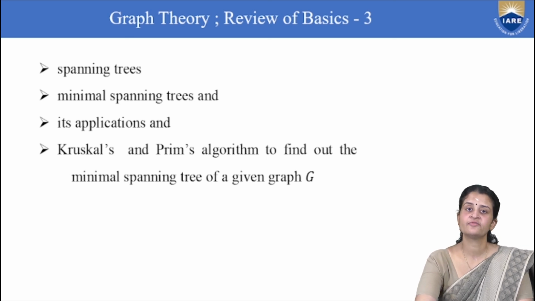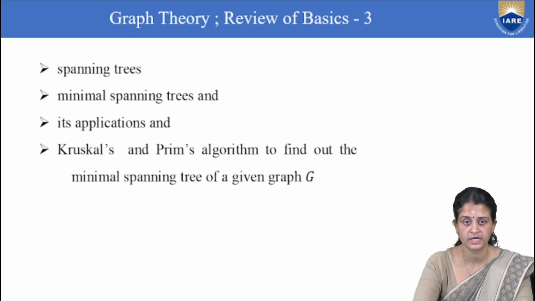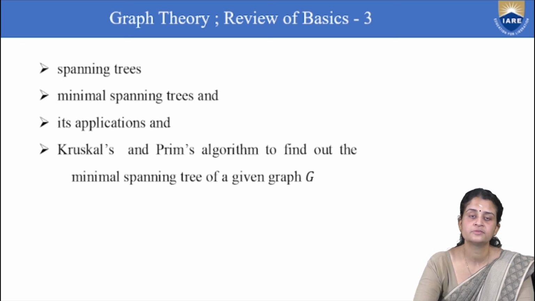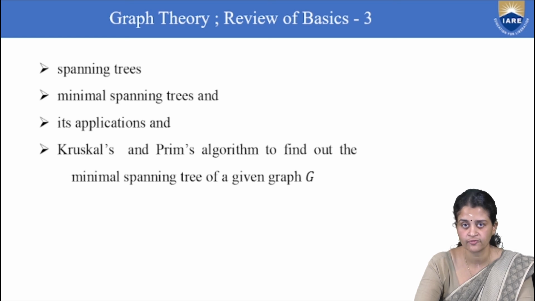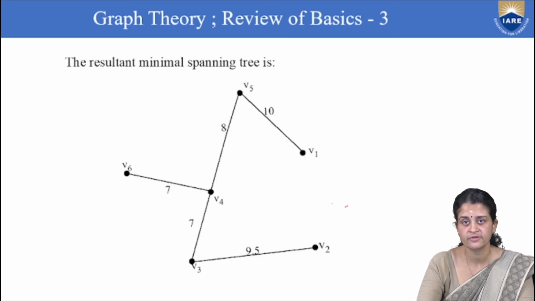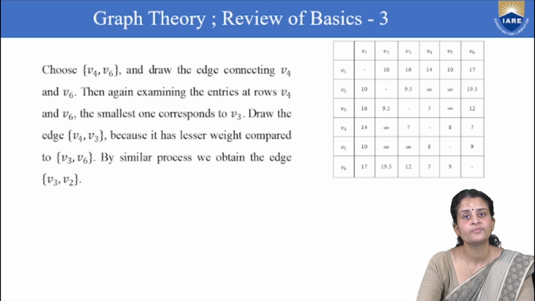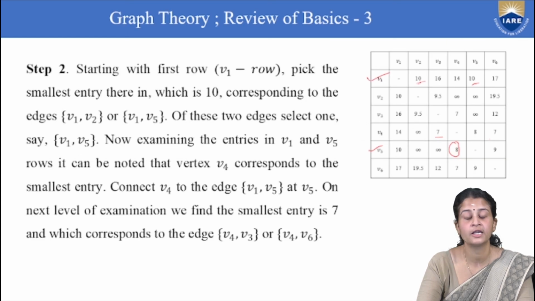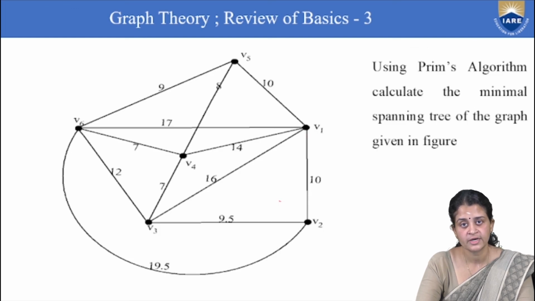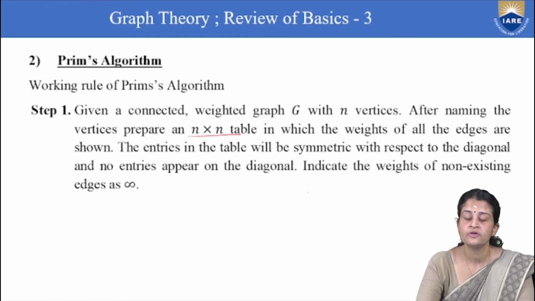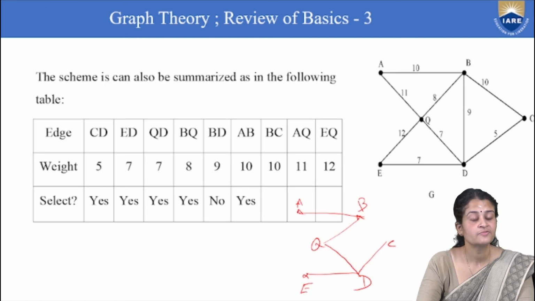So in this session, we have discussed what a spanning tree of a given graph is, the minimal spanning tree of a given graph and its applications, and we used Kruskal's algorithm and Prim's algorithm to find the minimal spanning tree of a given graph. I hope you all remember the things that we have discussed here. Kruskal's algorithm is somewhat easy when compared to Prim's algorithm in finding the minimal spanning tree of a given connected, weighted graph.